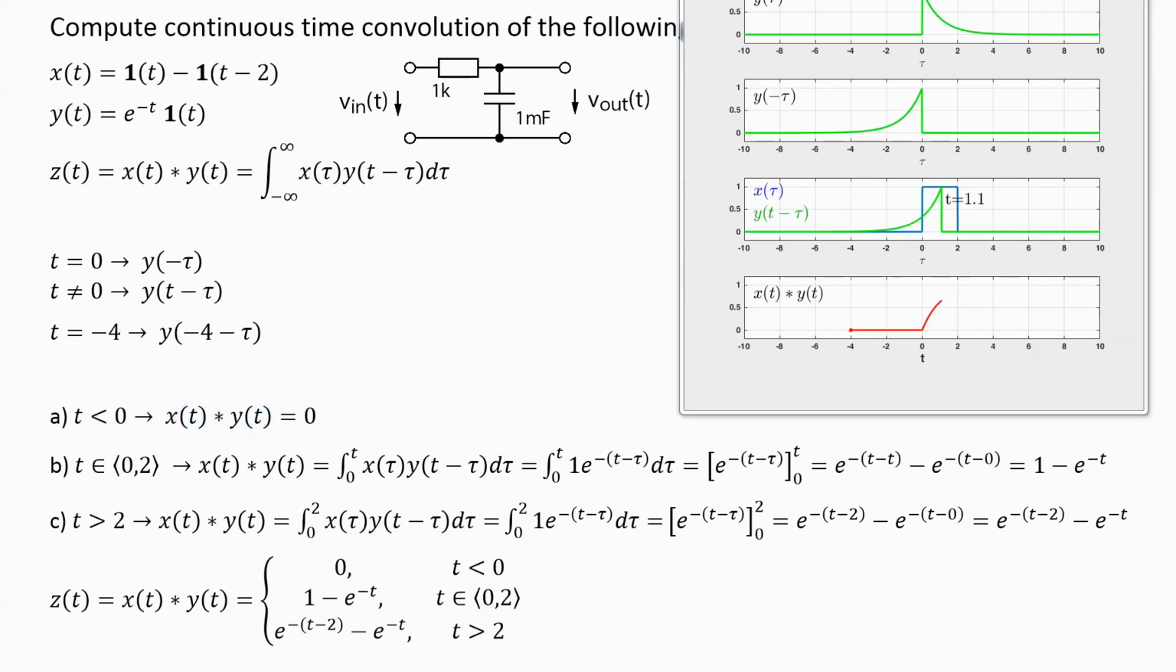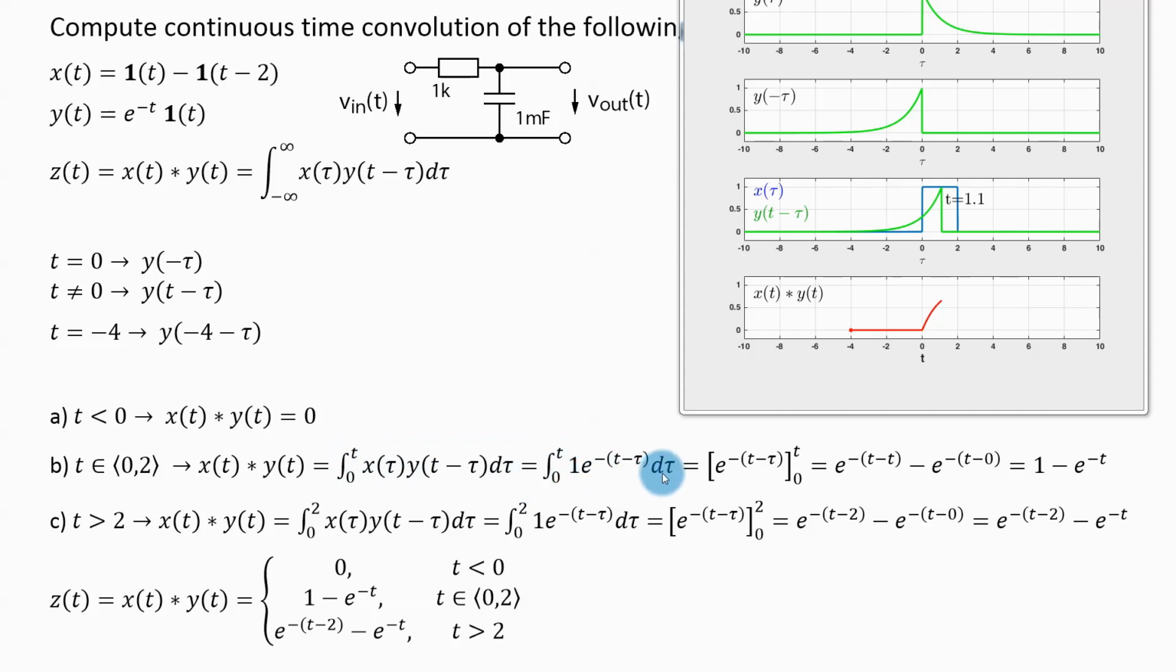Now let's take a look at what happens for time in the interval from 0 to 2. That is this case where the non-zero values of these two functions overlap in the interval from 0 to t. So I need to integrate only from 0 to t. I need to evaluate this integral only from 0 to t. And that is what I have written here. I'm evaluating the definite integral only from 0 to t.